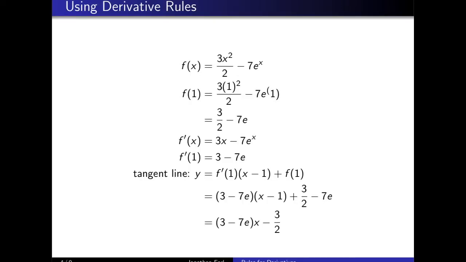And now we want to find the equation for the tangent line. So we'll do the same thing. We'll first find f of 1. In this case, we're going to get 3/2 minus 7e.